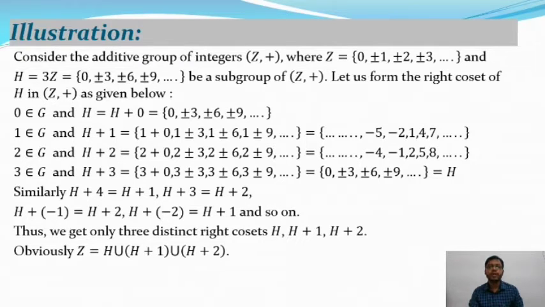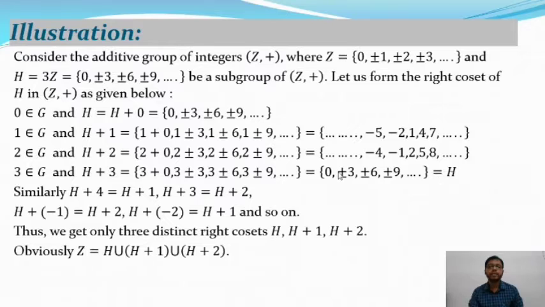Similarly, we will find the coset H plus 3, where 3 belongs to G. So the elements of H plus 3 are 3 plus 0, 3 plus minus 3, 3 plus minus 6, and 3 plus minus 9 as well, and up to infinity. After simplifying this, we'll get 0, plus minus 3, plus minus 6, plus minus 9, and up to infinity, and it is equal to the given subset, that means capital H. So H is equal to H plus 3.